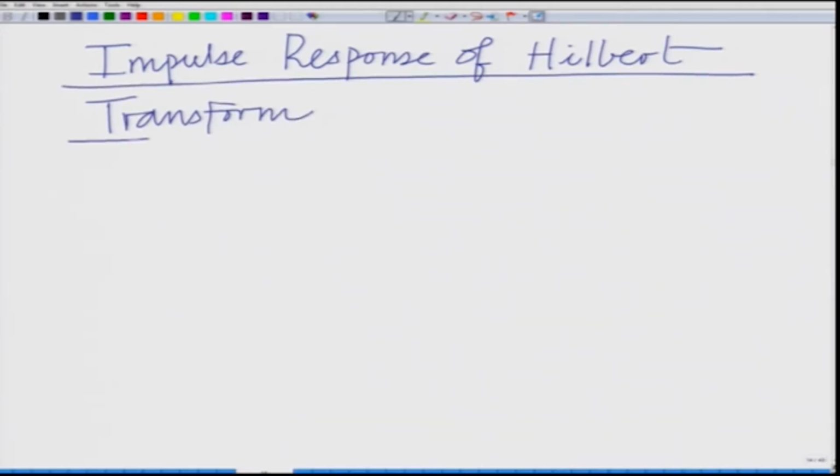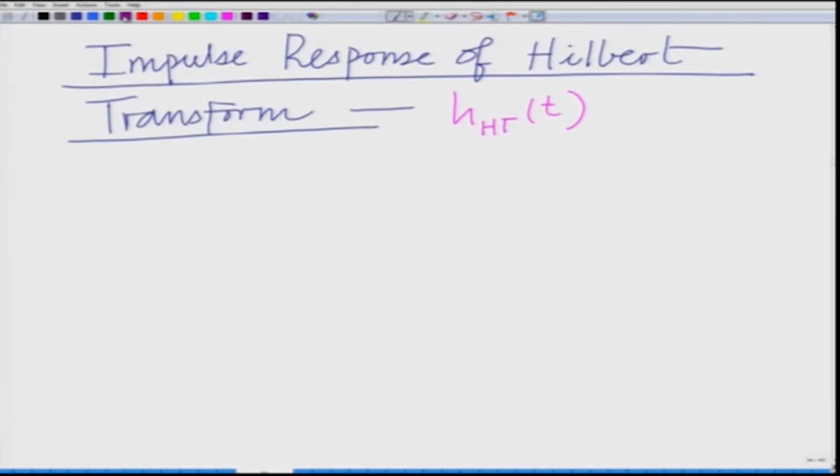The impulse response of the Hilbert transform, and we have denoted this by h_t of t, and this is the impulse response of the Hilbert transform. All right, we are denoting it by h_t of t.